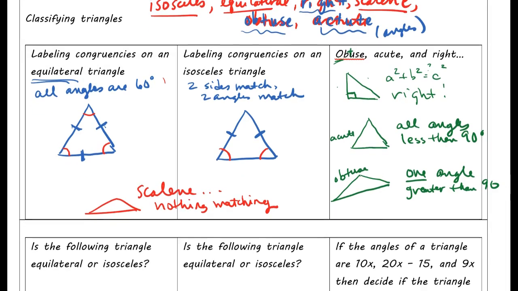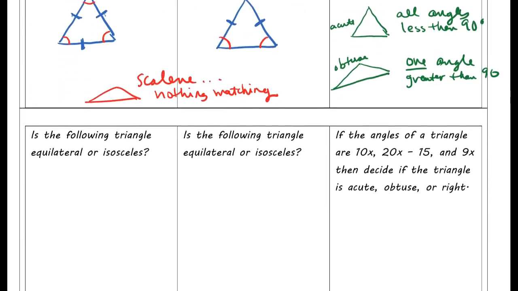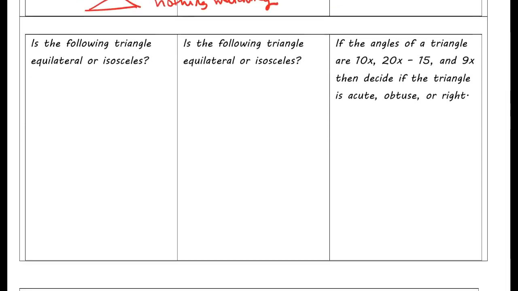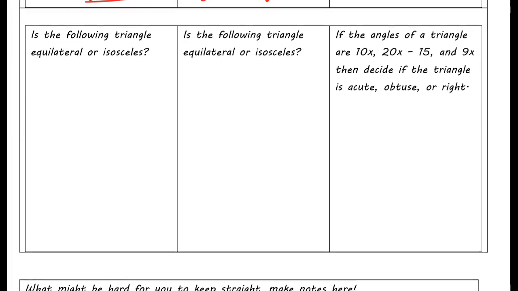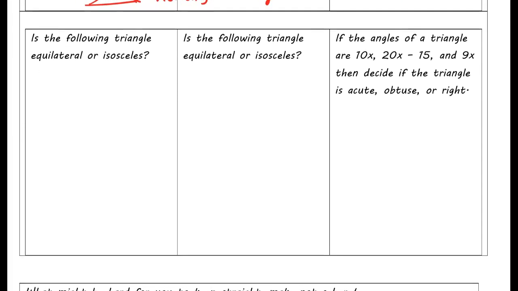All right, cool. So now what? Now let's practice classifying triangles. Now that we've taken the notes over it, we are going to practice. So is the following triangle equilateral or isosceles? Okay, so we're going to practice. Maybe you see something like this. I'm going to give you time to sketch this and then time to think about it, and you can tell me what you think.